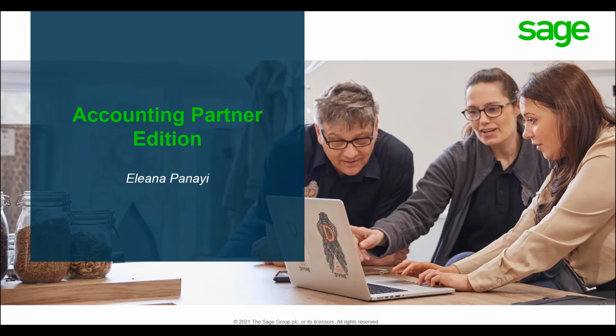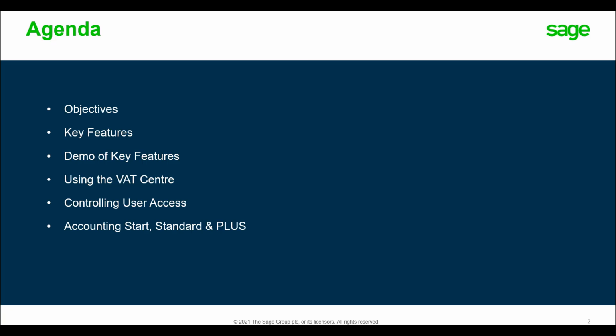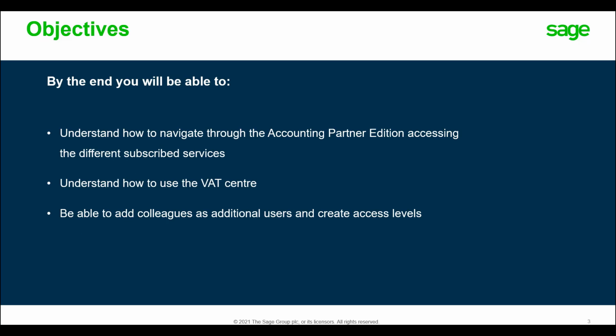Let's start the session by looking at the agenda. So in today's agenda, we will be going through the objectives, the key features of Partner Edition and also a live demonstration of them. I will show you how to use the VAT Centre, how to control user access, and also show you what we have to offer in order to help you choose the best option for you and also for your practice. Hopefully by the end of this webinar, you'll be able to understand how to navigate through the Accounting Partner Edition portal and also access the different subscribed services, understand how to use the VAT Centre, and also be able to add colleagues as additional users and customize their access levels.